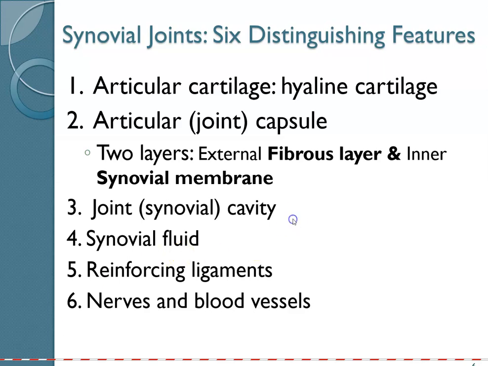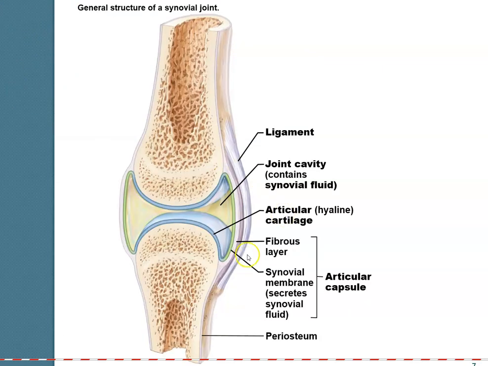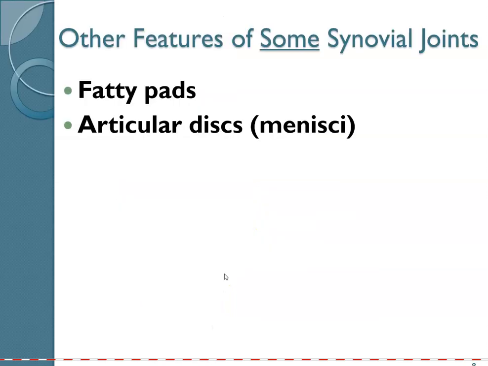So in this picture, we have kind of five of those. You can see the nerves and blood vessels are not shown here. We see the articular cartilage in blue, the cavity with the fluid in this yellowy green, then the green membrane will be the synovial membrane, the purple is the fibrous layer, and then we can have intracapsular or extracapsular ligaments that are present.